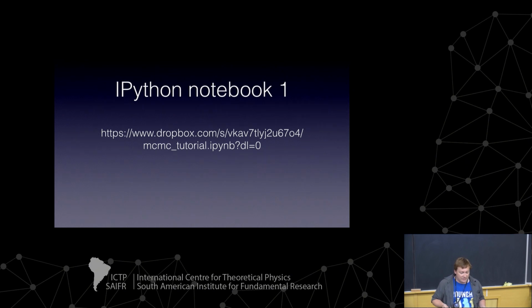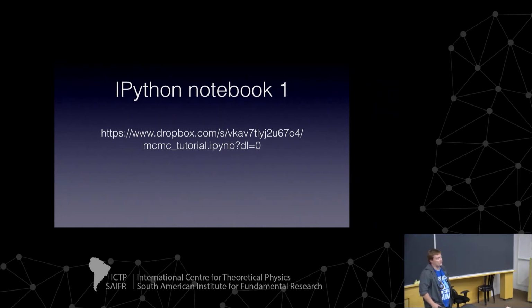Okay, so IPython Notebook 1, if you can go to this link, it's a Dropbox link for me. I didn't know how to share links here, so you'll have to read it off and type it. Okay. So this is already an exercise. You should start up your IPython notebook, and you can go there to download the MCMC tutorial IPython notebook. And I'm going to leave this link here, but then very, very shortly I'm going to switch to the other screen, and we'll have a look at that notebook.